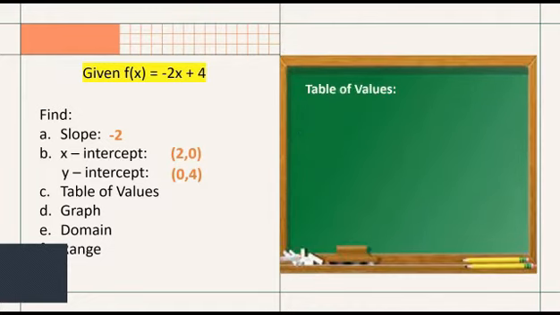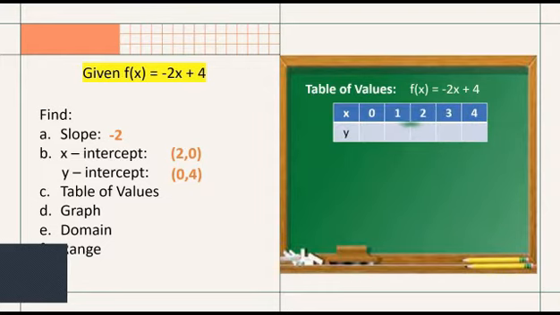Now, for the table of values, write the given function. Then assign values for x as 0, 1, 2, 3, and 4. So, let x equal 0. Write the given function y equals negative 2x plus 4 to get the value of y.